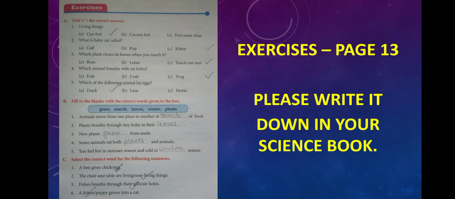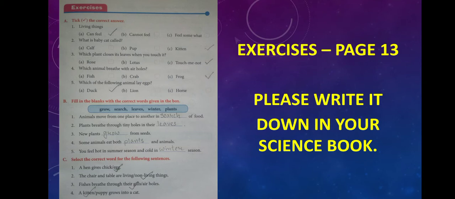Animals move from one place to another in search of food. Plants breathe through tiny holes in their leaves. New plants grow from seeds. Some animals eat both plants and animals. You feel hot in summer and cold in winter season.